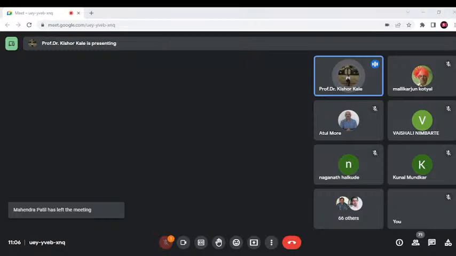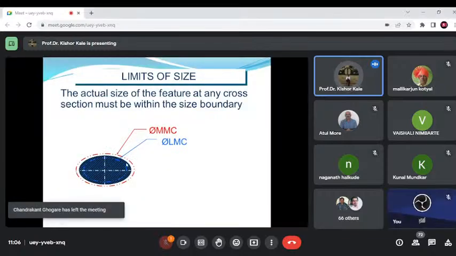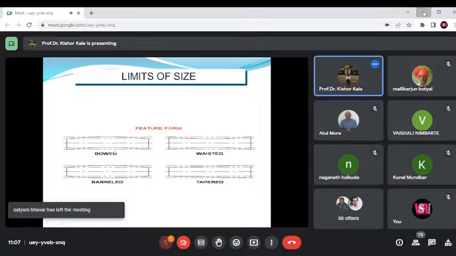So you can see over here, this boundary shows the actual diameter. For the shaft, the maximum boundary would be the MMC. This inner one would be the LMC, and this will be the variation. So this indicates the limits of size. Now the second part is actually limits of shape, not size. This is the mistake I have made. Limits for shape. So we can see the feature form.